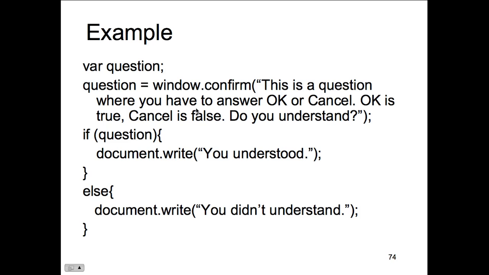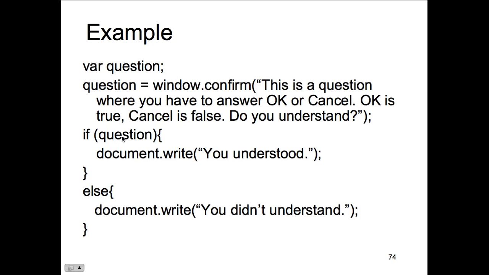So this is a question where you have to answer OK or cancel. OK is true, cancel is false. Do you understand? And then here we have an if-else. So this is where flow control comes into place. So we say variable question. Question is going to be equal to this stuff here. So this is going to come back with a true or a false. So if question, meaning if true, and we're using Boolean logic, this is the same thing that applies to programming languages in general. The if-else checks for a true or a false.